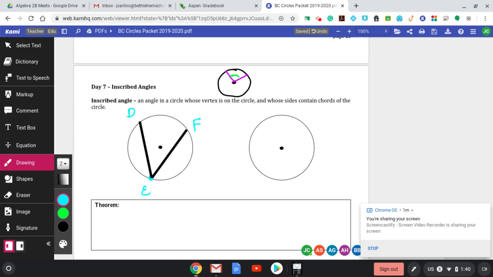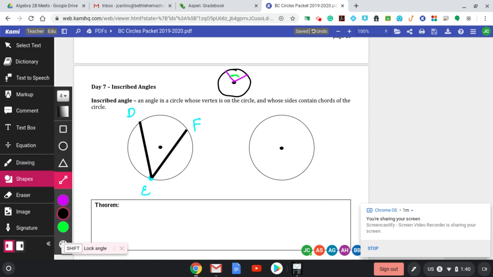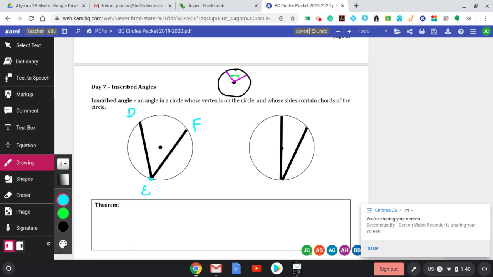All right, another example I can make here. You can also have a diameter involved too. That's fine. There you go. So now I have angle ABC, which is also an inscribed angle. B's on the circle, AB and BC are both chords. Now, the big thing we got to talk about is how do you find the measure?